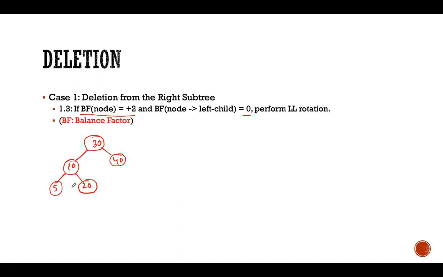We can see that. Now let's delete 40. So after we delete 40, the tree will look like 30, 20.